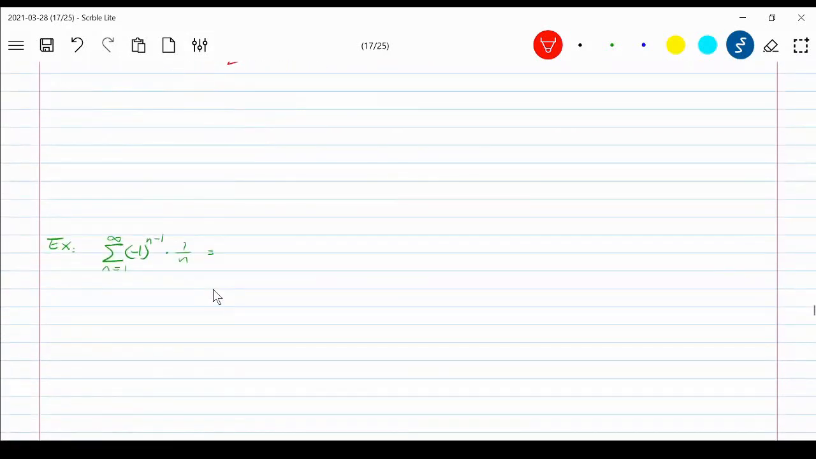Okay, so now let's look at this example. This is the very first example that I wrote, and if you remember, this is 1 over 1 minus 1 over 2 plus 1 over 3 minus 1 over 4. Ask yourself, what is Bn first? Bn would be, ignoring the negative 1 to the power n, 1 over n.